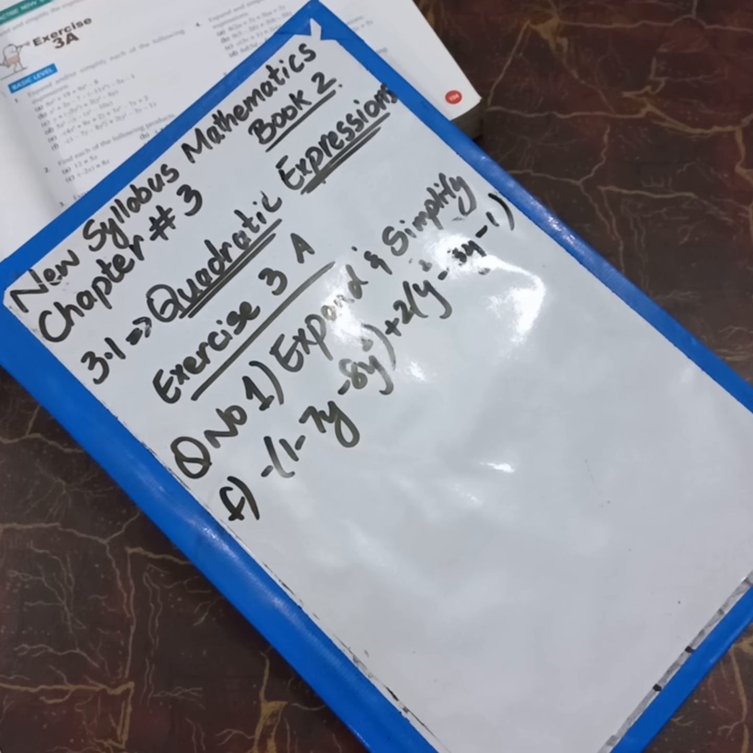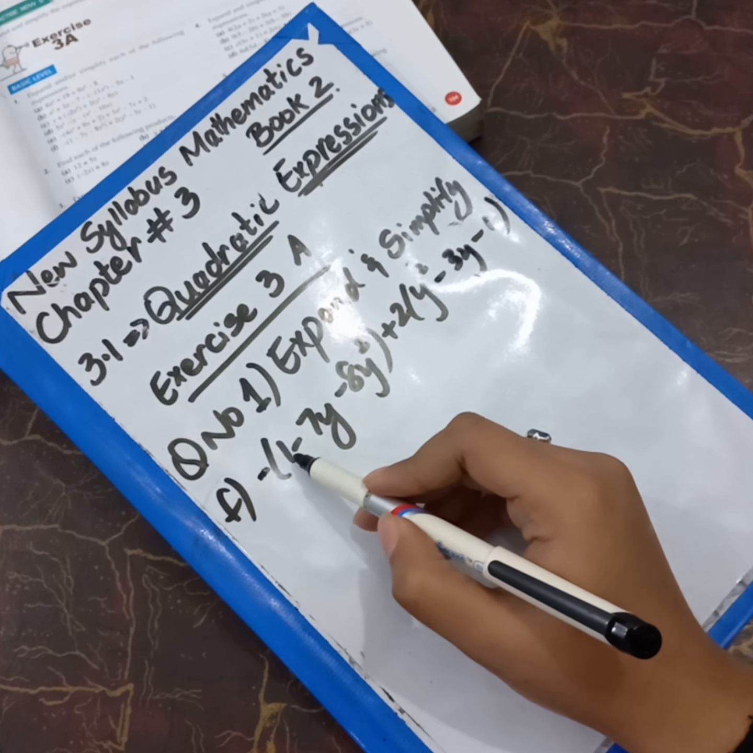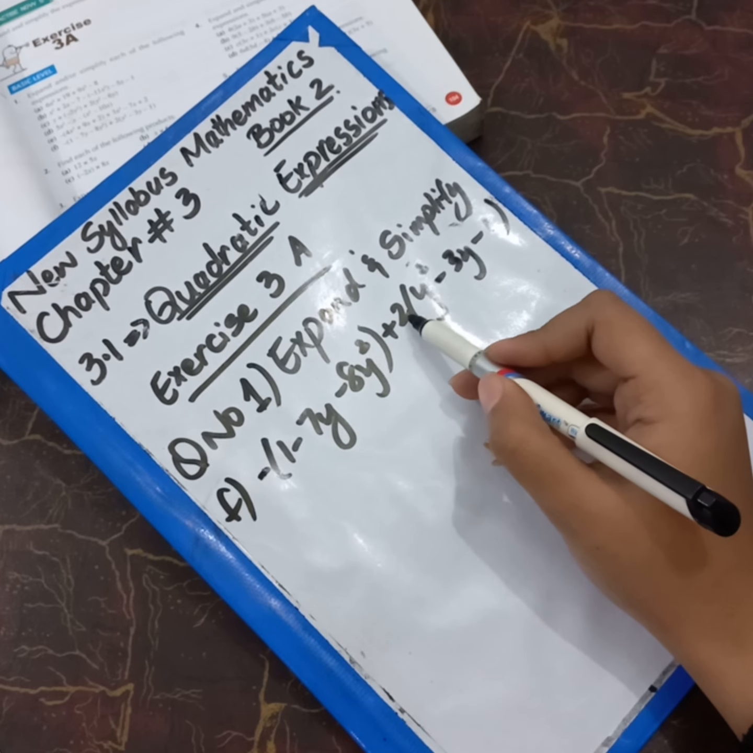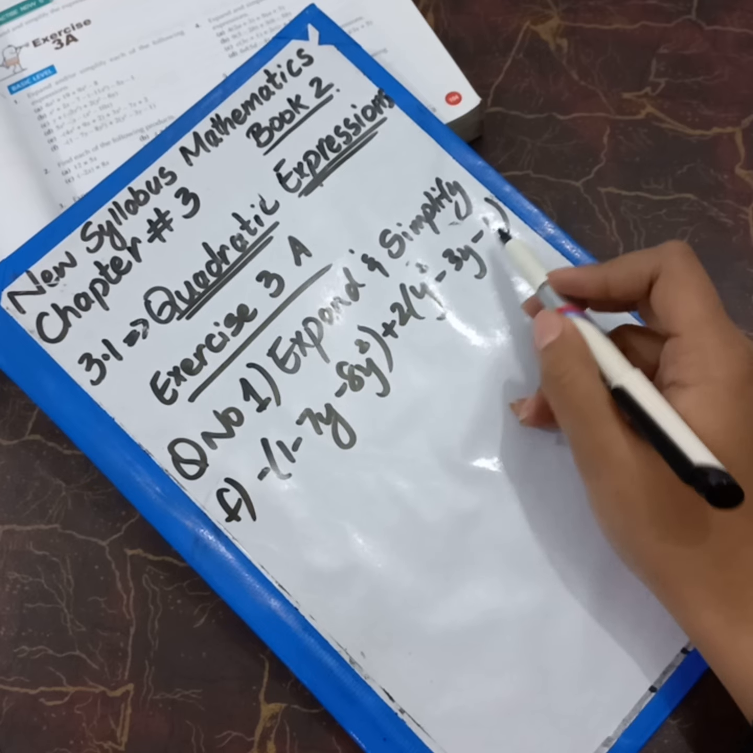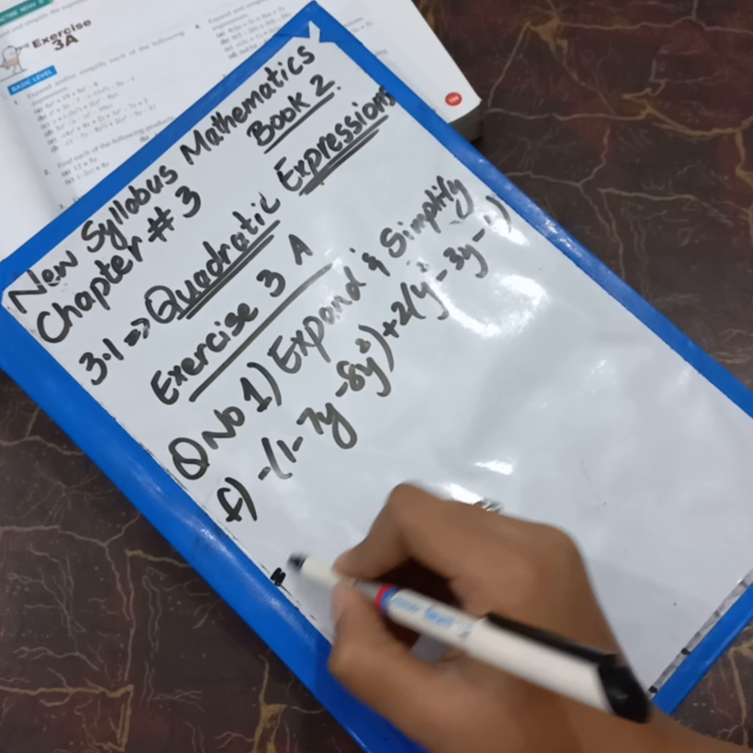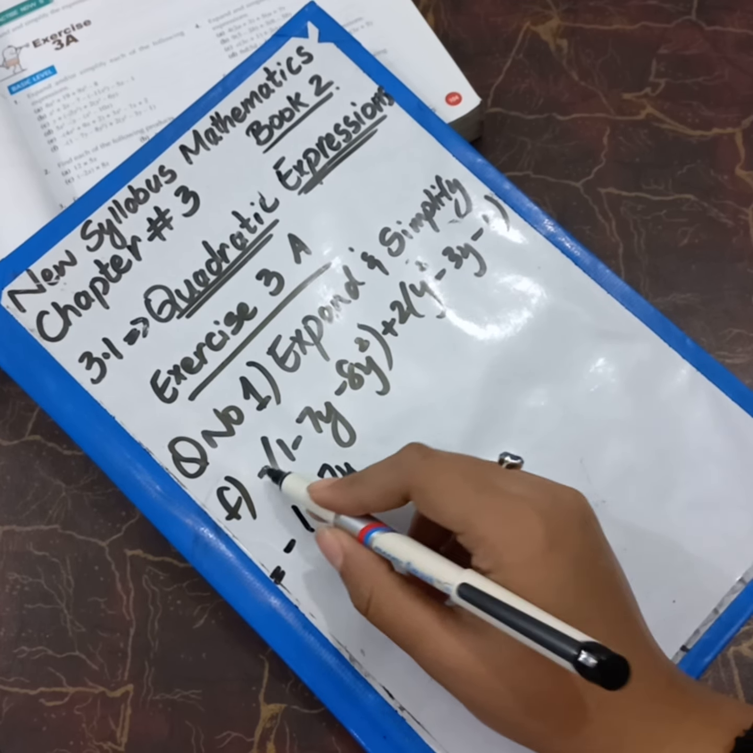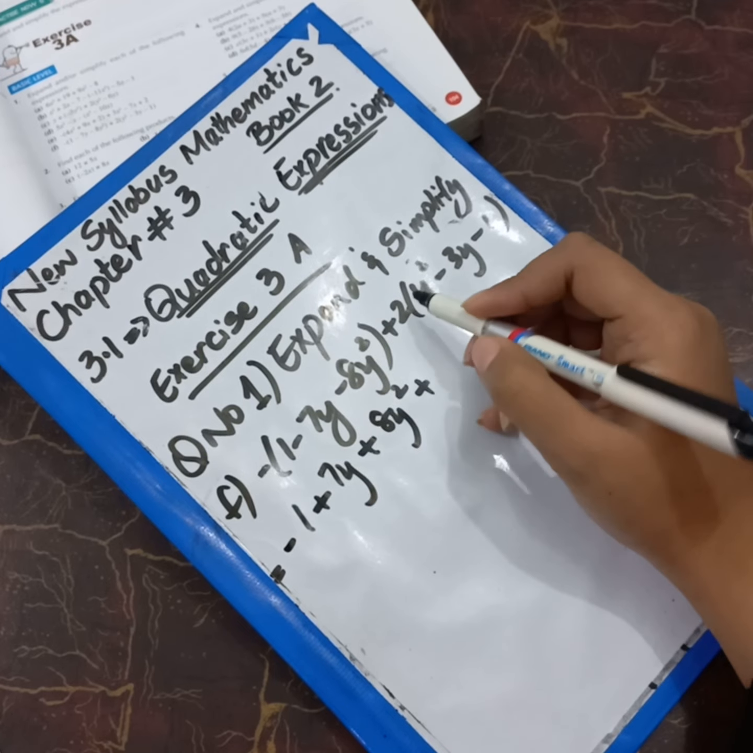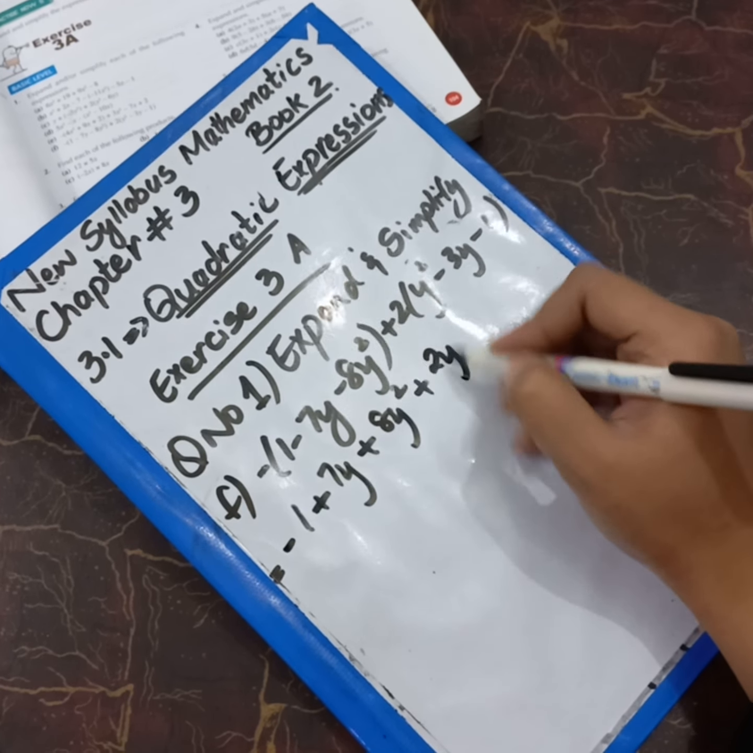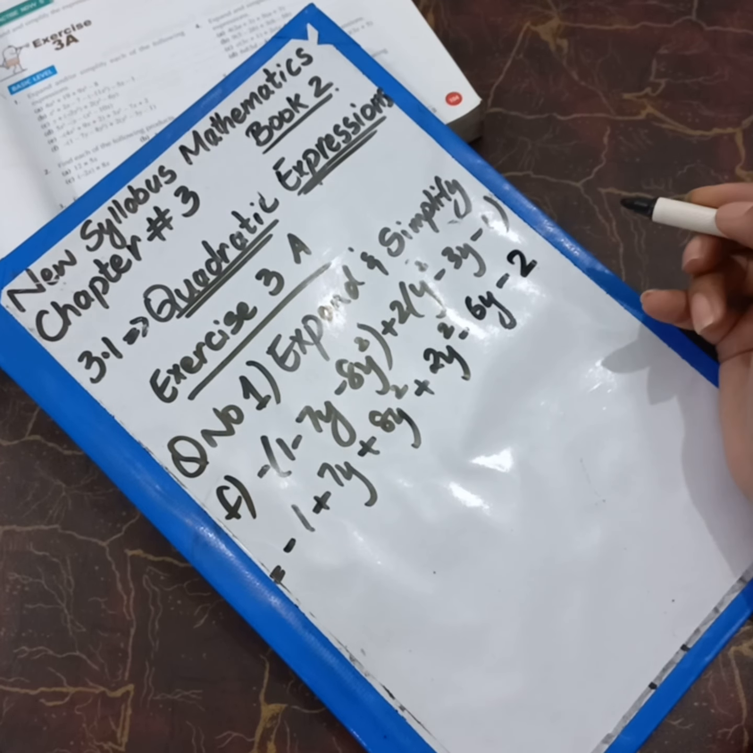The last part of question number 1, F part. Look, here the minus sign is outside the bracket, and here plus 2 and the bracket is there. So 2 will be multiplied inside, and here minus will be. So like minus 1, minus minus plus 7y, minus minus plus 8y square. Here again plus 2y square, minus 2 3s are 6y, minus 2 1s are 2.